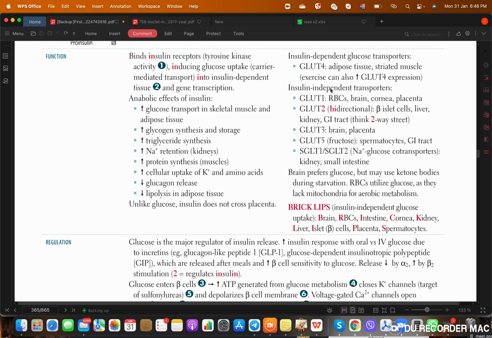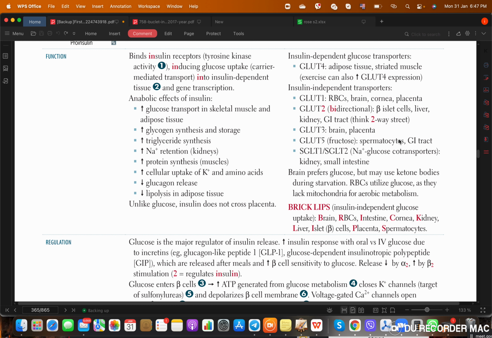Insulin-independent transporter. So some transporters don't really care about insulin. They work in a different fashion. For example, the RBCs, the brain, the cornea, the placenta, most important is the RBCs and the brain, okay? So these tissues take in glucose without the help of insulin. Why? Because these tissues are important and you will not be waiting for the insulin to be around. Insulin is not always there. It's secreted in a pulsatile fashion, which means you will not wait for your insulin to be there to help get the glucose into your brain.